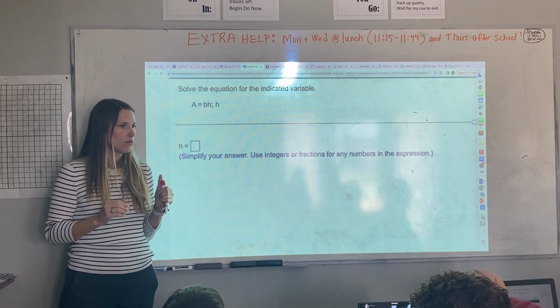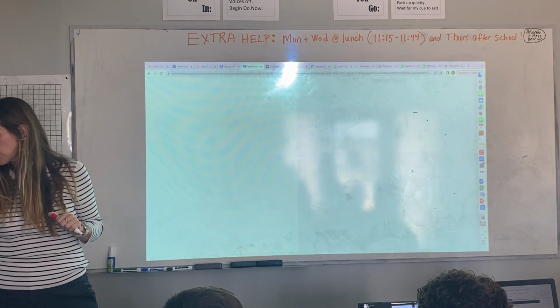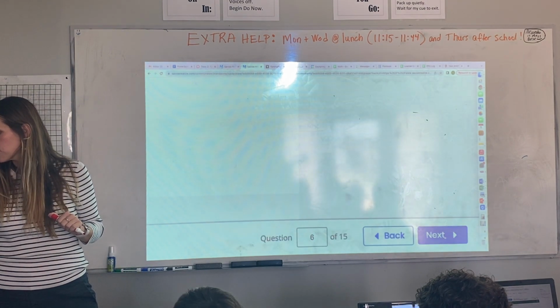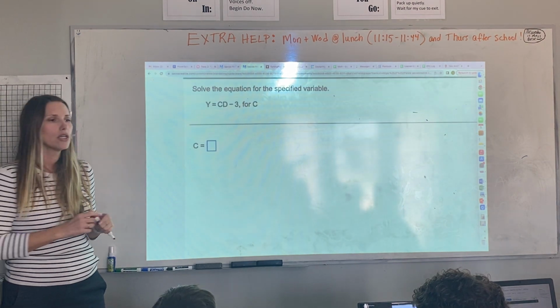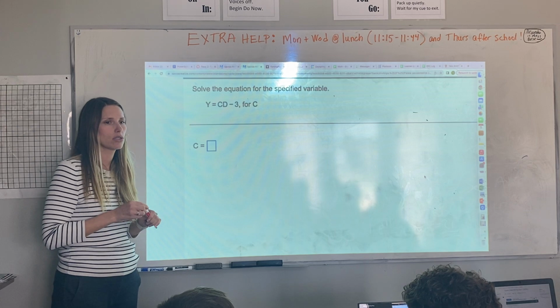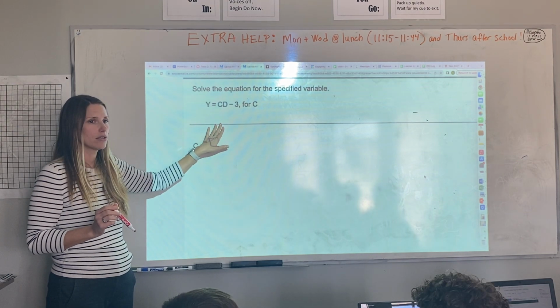Can I do one? Sure. I was just about to ask that one because I didn't get that one. Okay, well, let's let Lex have a chance because I think I let you solve. What do you usually do first? Adding and subtracting first, or dividing and multiplying?